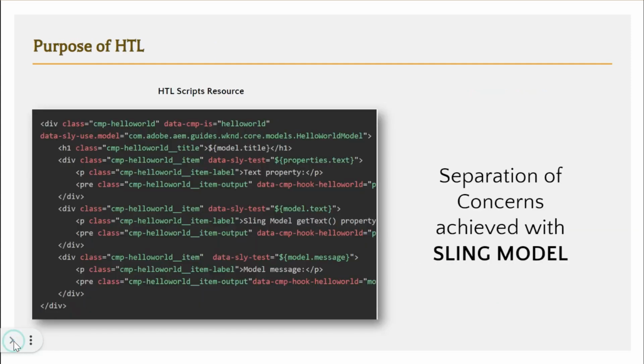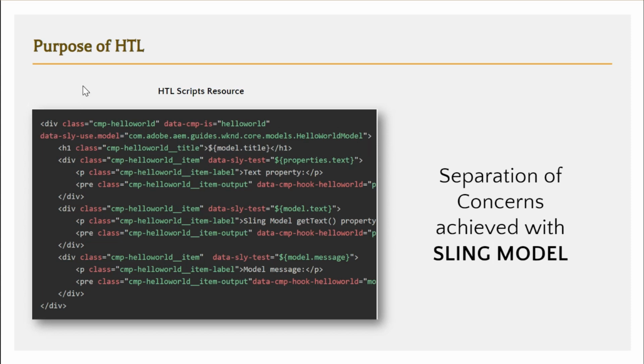The final concept here is that we are trying to do all this to achieve the separation of concerns. How do we separate the markup, which is how to render that particular content in the UI using the for loops and if conditions and everything, from how that particular content has to be retrieved? How that content is to be retrieved is in the Sling model.